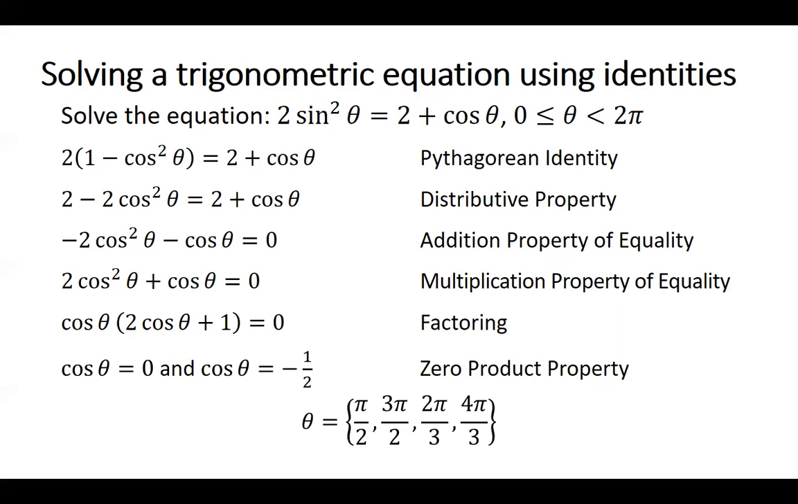And then cosine theta is equal to -1/2. The inverse cosine of -1/2 gives me 2 pi over 3, and it also gives me 4 pi over 3 because cosine is negative in the second and third quadrants. So again, that's pi minus pi over 3 and pi plus pi over 3 to give me those values.